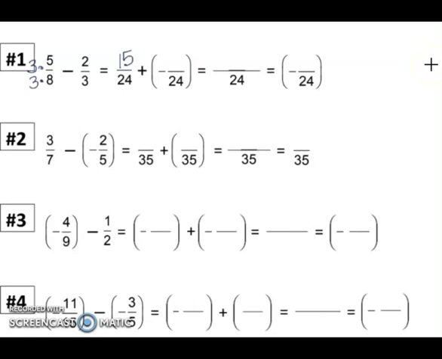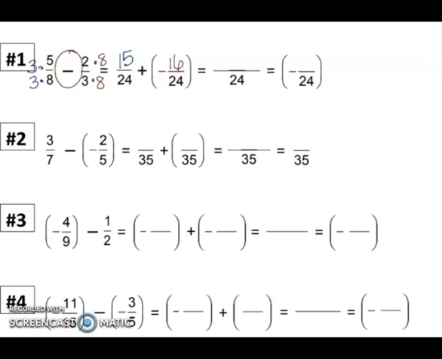And then 2/3, well, I'd multiply that by 8. So this is going to be negative 16 over 24. They went ahead and already used the additive inverse, so they rewrote it for you. It was subtraction, and now they changed it to addition, changing the sign of the second fraction.